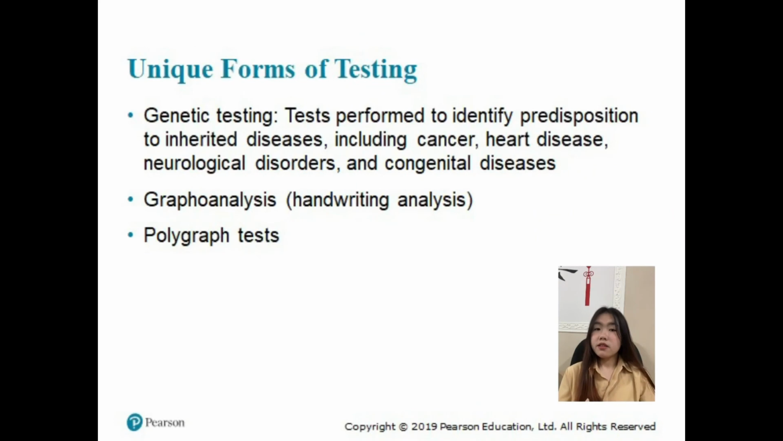A genetic test is performed to identify predispositions to inherited diseases, including cancer, heart disease, neurological disorders, and congenital diseases. The second one is graphology, the use of handwriting analysis. The third one is the polygraph test.